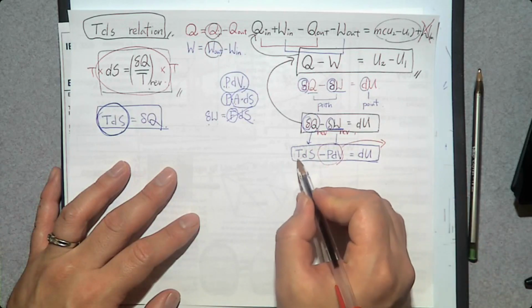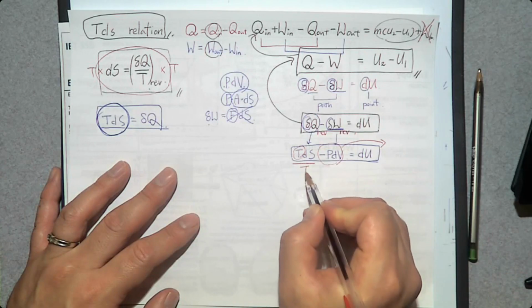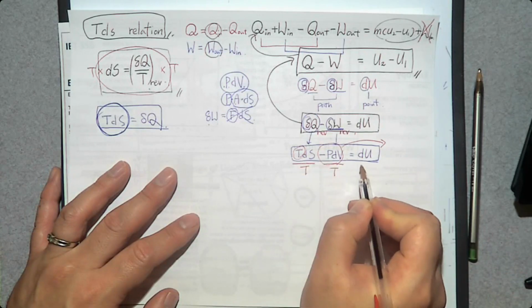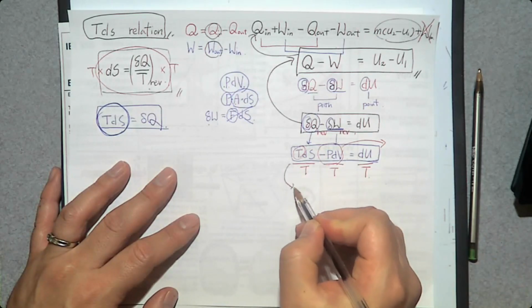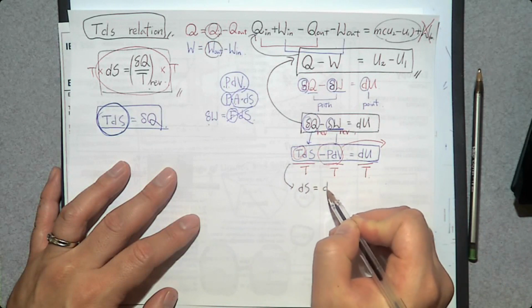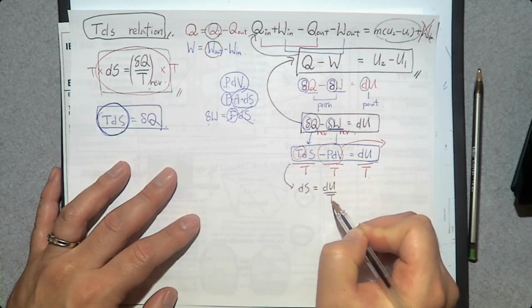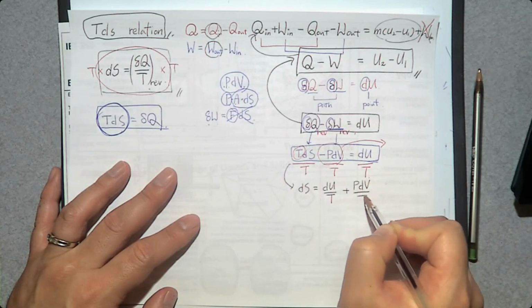And there's a T in front. So how can you get rid of this T? Divide by temperature. So what do you get? ds is du over T plus PdV over T.